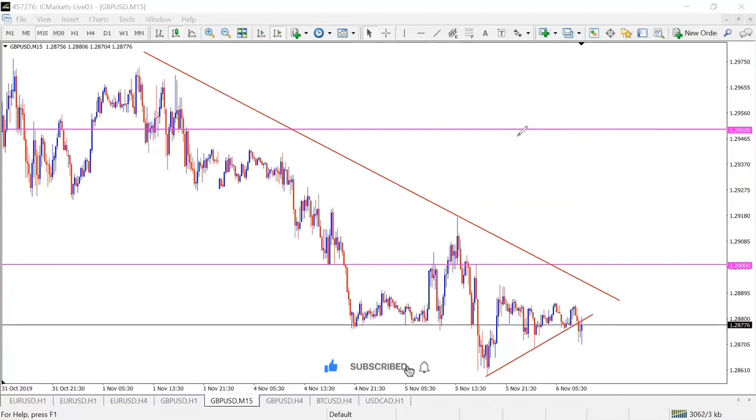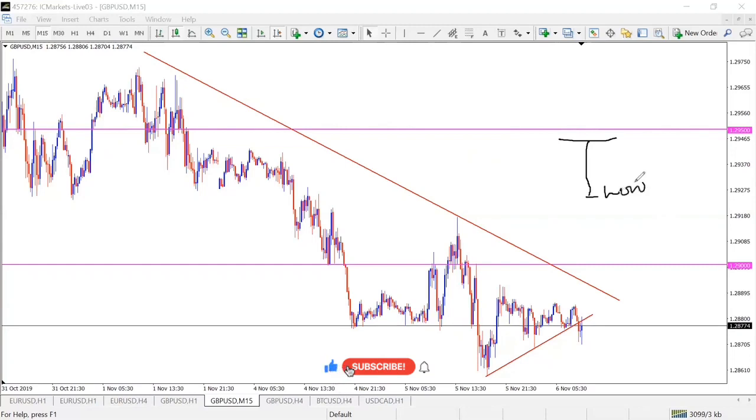Sorry, the dragonfly doji. The dragonfly doji is the opposite of the one I just showed you. It's in the form of a T. This is where the opening price, the high, and the close are all in the same place. This was the low. This is the high, this is the opening price, and this is the closing price. So no real body at all.